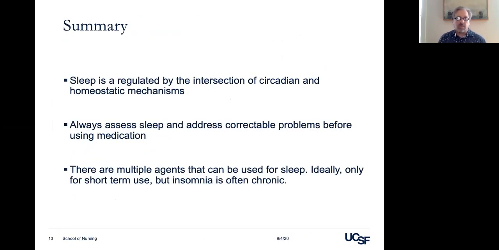So sleep is regulated by the intersection of these circadian and homeostatic mechanisms. I didn't really talk about homeostatic mechanisms, but just briefly, essentially that is the buildup of adenosine, which occurs from cellular metabolism. You can think of it as the exhaust out of the tailpipe of cellular metabolism. As that trash builds up, it creates what's called a homeostatic pressure for sleep. And interestingly, caffeine is an adenosine receptor antagonist.